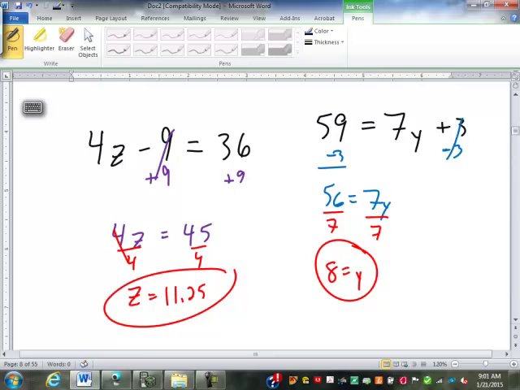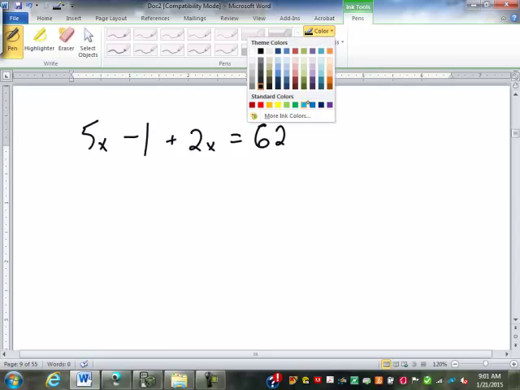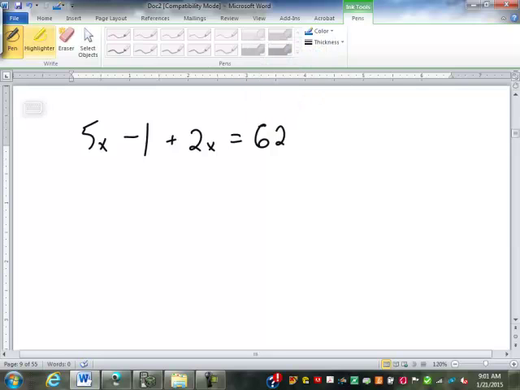Right. So now let's look at some things like this. We're looking at this one, and what sticks out at us? There's two x's. There you go. The x appears twice. So we have to figure out what to do with that. We can't solve an equation that has two x's in it.